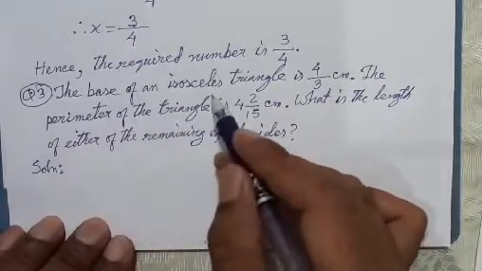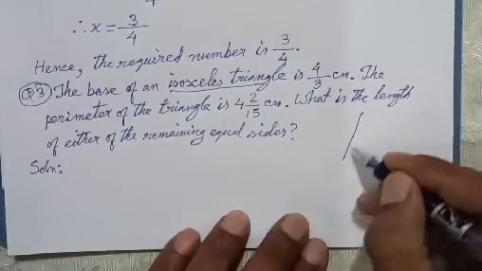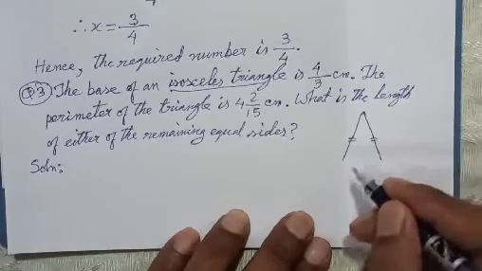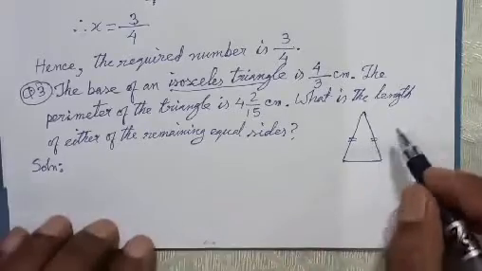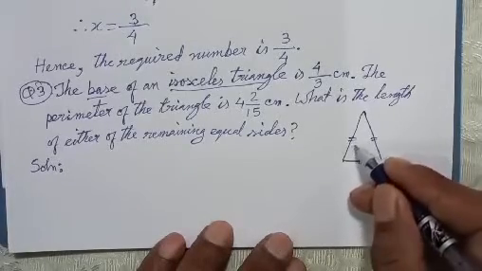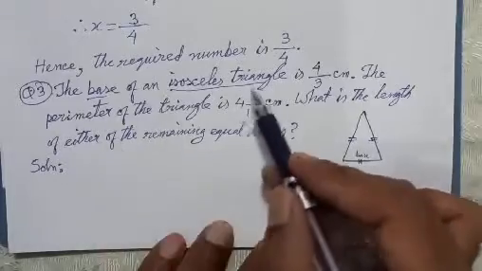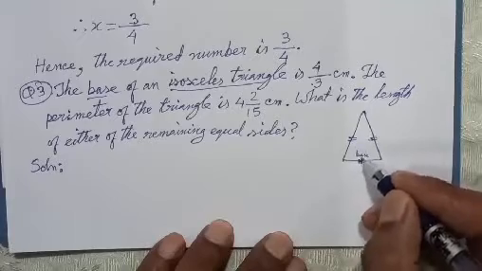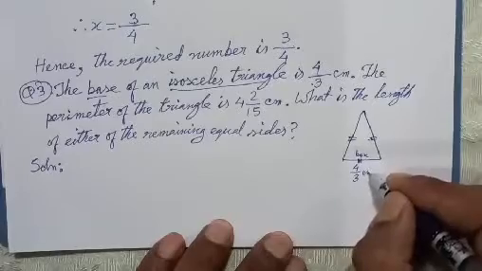The base of an isosceles triangle. Here, the given triangle is an isosceles triangle. In an isosceles triangle, you know that the lengths of two sides are equal. Here, I'm making this side and this side equal, and I join this. So now, this is the isosceles triangle. This side is called the base, and these two are the equal sides. The base of an isosceles triangle is 4 by 3 centimeters. So the length of the base is given as 4 by 3 centimeters.